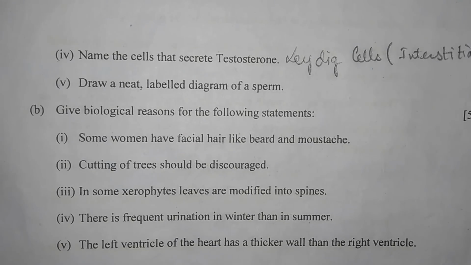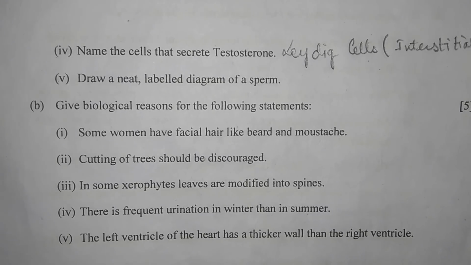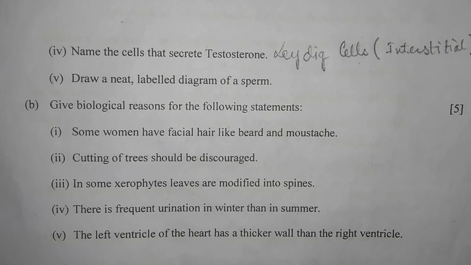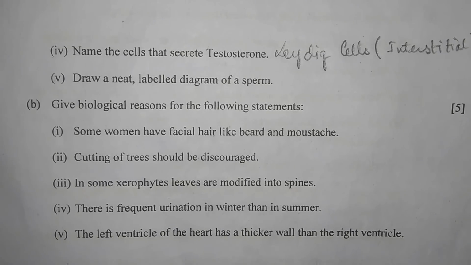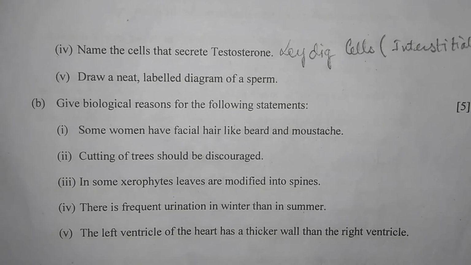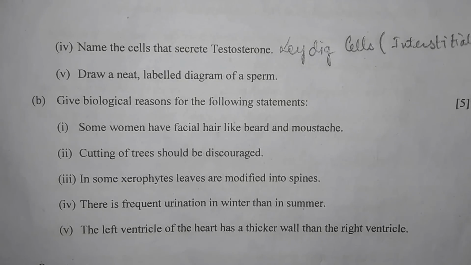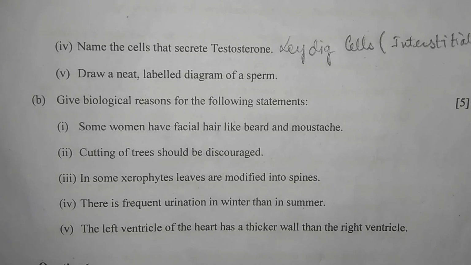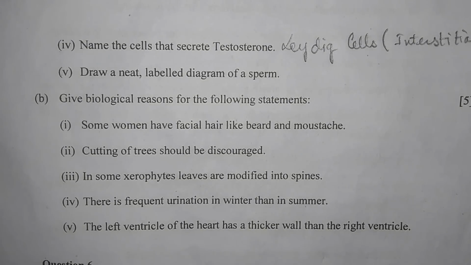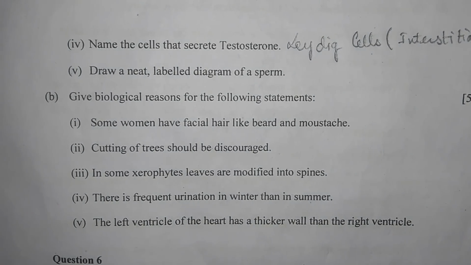Number 2 is cutting of trees should be discouraged. Now there are many reasons for this particular statement. Well, the basic biological reason is trees produce oxygen by means of photosynthesis, which is necessary for living beings. So cutting of trees should be discouraged. Number 3 is, in some xerophytes, leaves are modified into spines. In desert regions, in cactus plants, the leaves are modified into spines. This simply reduces the loss of water by transpiration. You have been studying this since class 6 or 7.